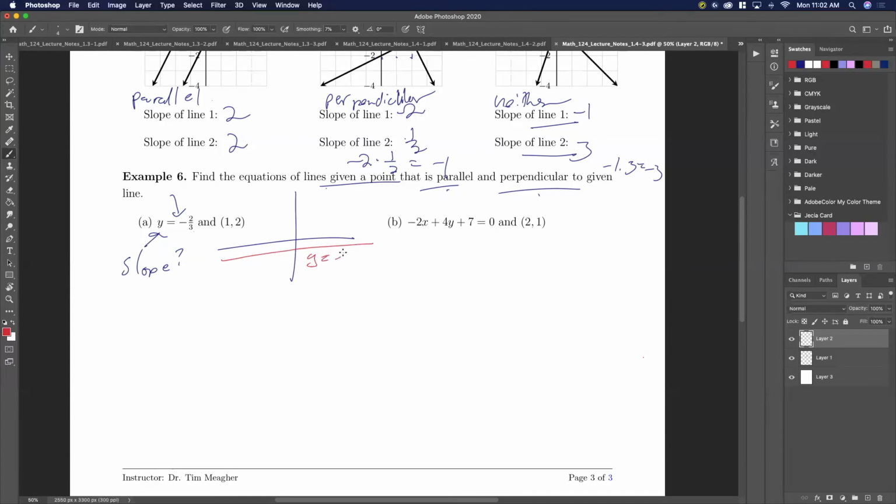y equals -2/3. And so technically I can have plus 0x, right? That doesn't change anything, right? And so the slope here is 0. My m for this line is 0. So for the parallel line that goes through this point, I need a slope of 0, and it goes through the point (1, 2). Well, I can just plug that into my formula.